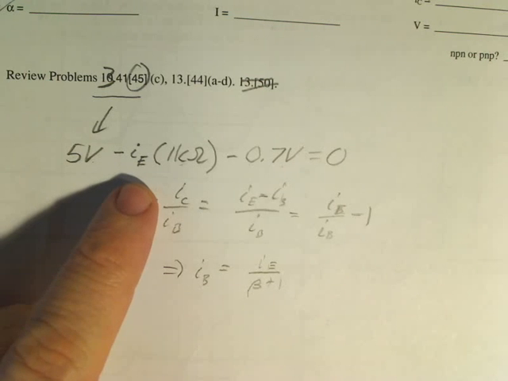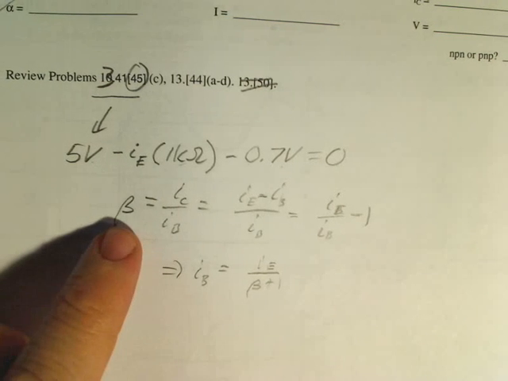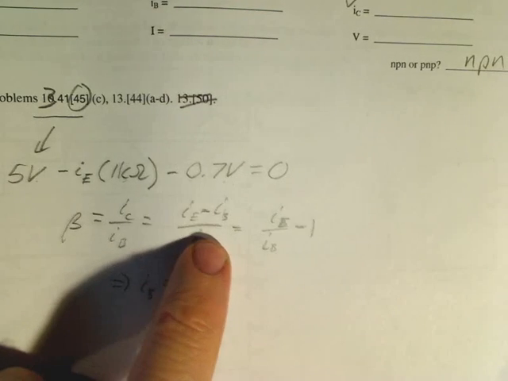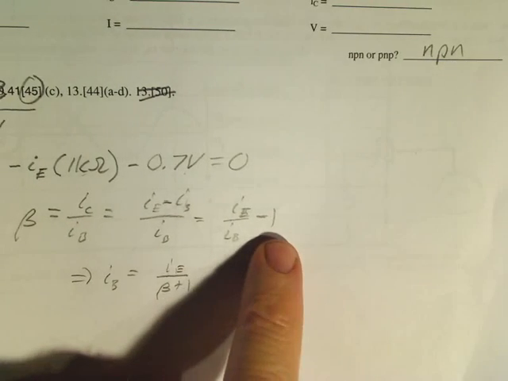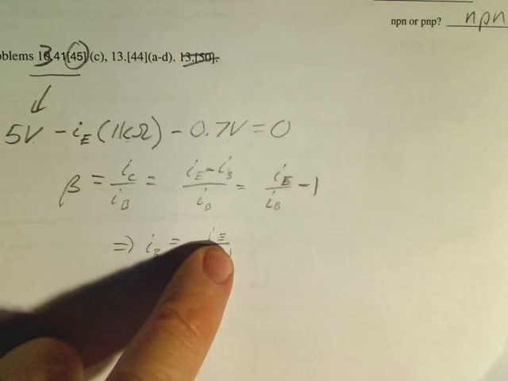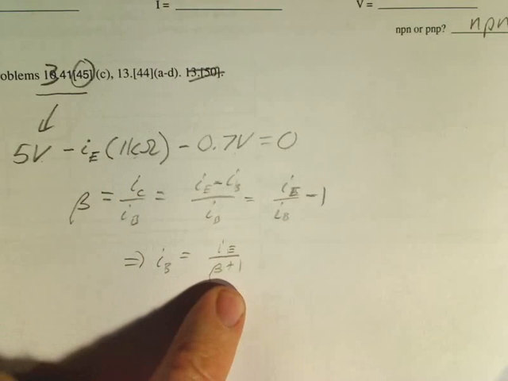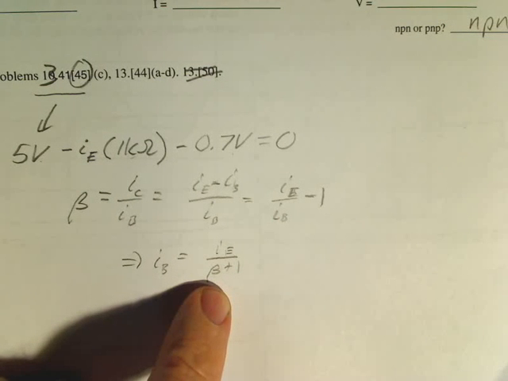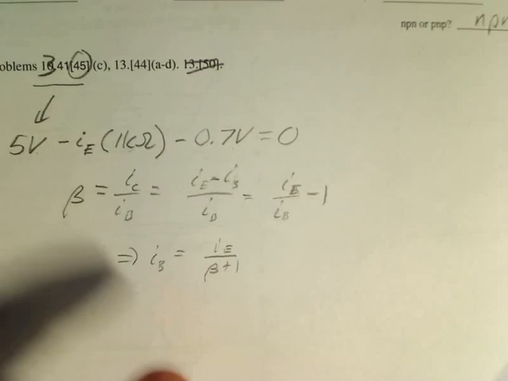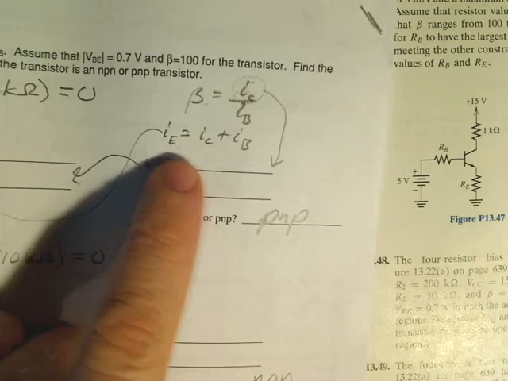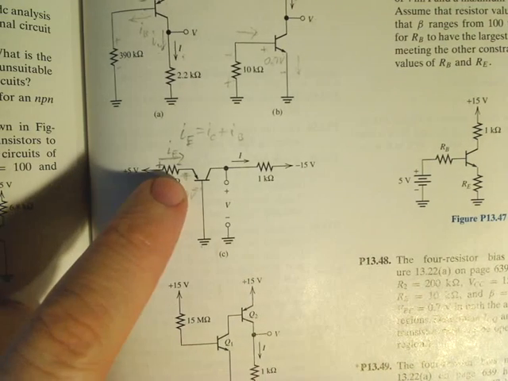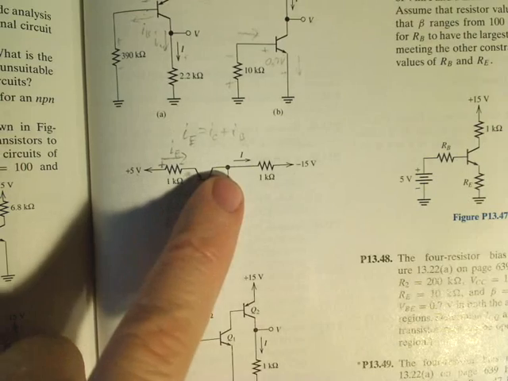We have to do a little work on our beta equation, starting with the definition, doing a substitution using the sum expression, getting I sub E over I sub B minus 1. Working on that a little bit, I find that the base current is equal to the emitter current, which we found previously, divided by beta plus 1. Beta, remember, was 100 for this problem, so it's 101 on the bottom. That allows you to find the base current, and then using the sum expression, you can find the third component. So then you would have the base current, the emitter current, and the collector current.